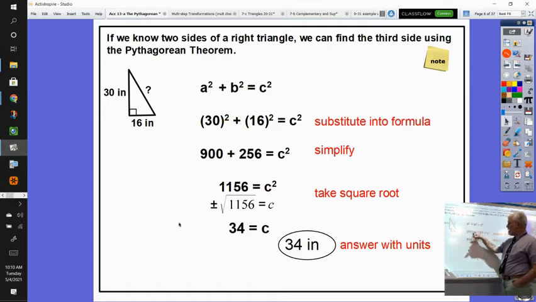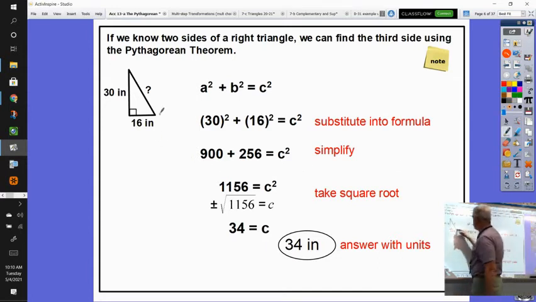So you square both of these, show what those numbers are, add these together, that's 1,156. So 1,156 is c squared. That's the area of this big square that comes off of c, the area of this square. Wow, look at that. That is terrible.